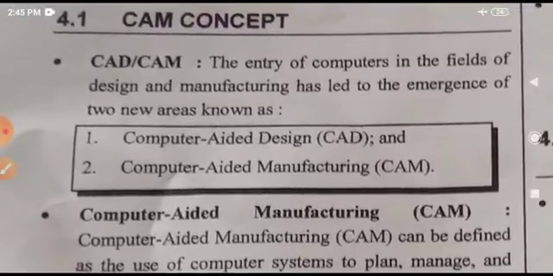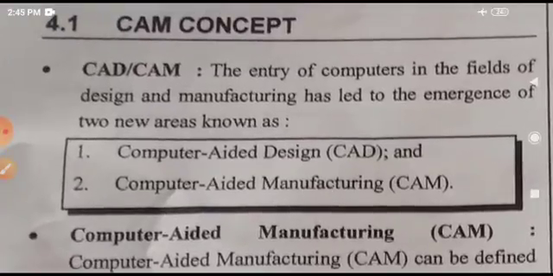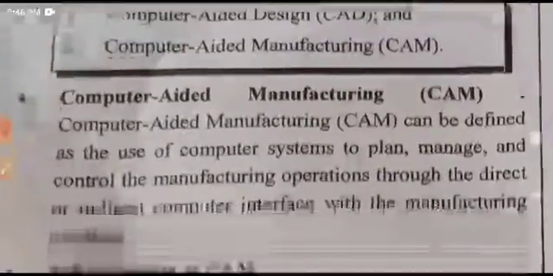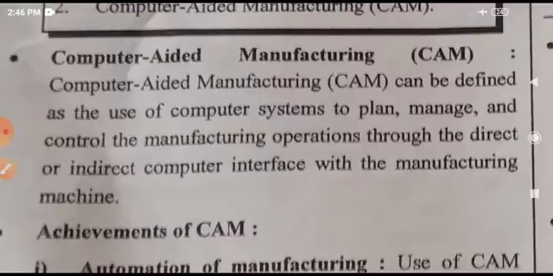So what is the CAM concept actually, or CAD CAM, CAD or CAM? CAD means computer aided designing, and CAM means computer aided manufacturing. The entry of computers in the field of design and manufacturing has led to the emergence of two new areas, that is CAD and CAM. Now CAM, computer aided manufacturing, can be defined as use of computer systems to plan, manage and control the manufacturing operations. Okay, very important.